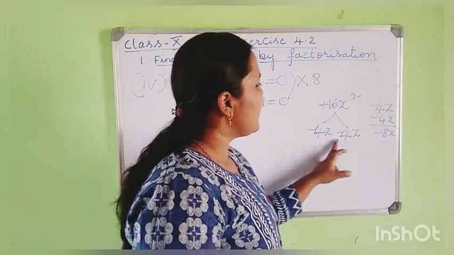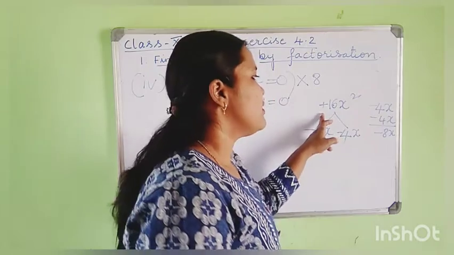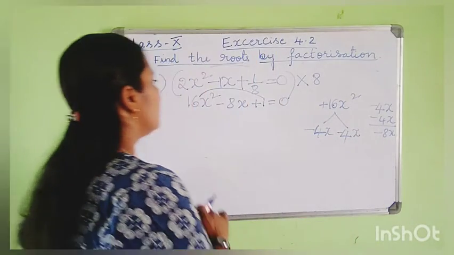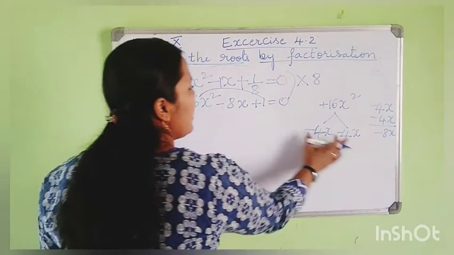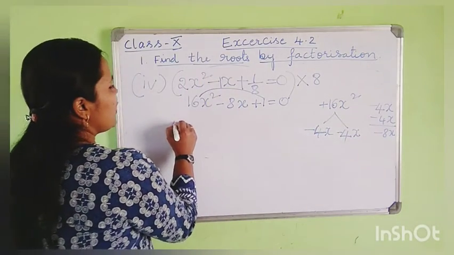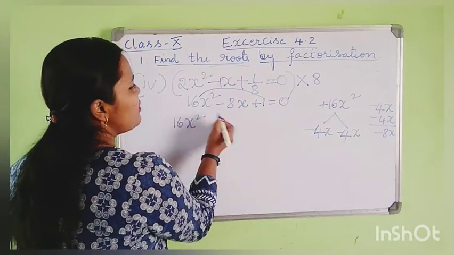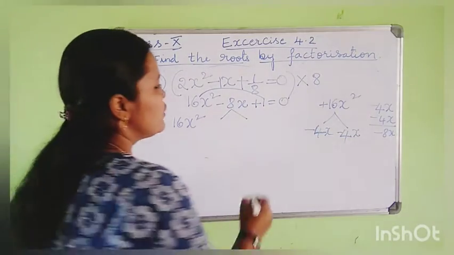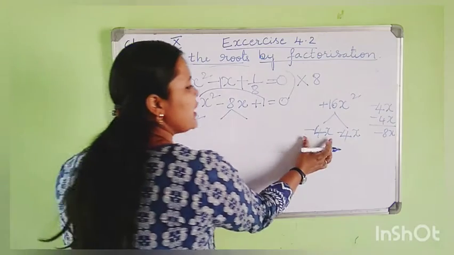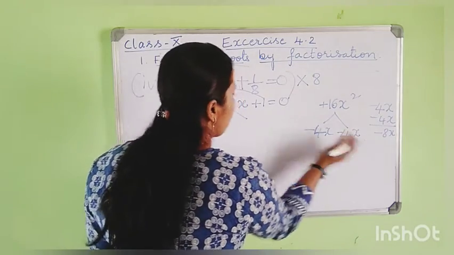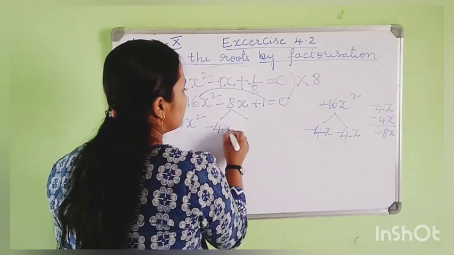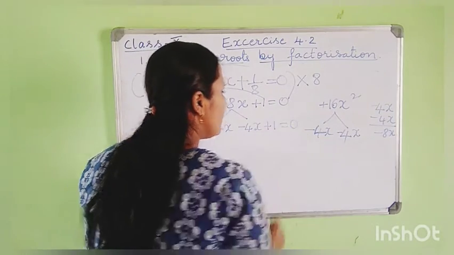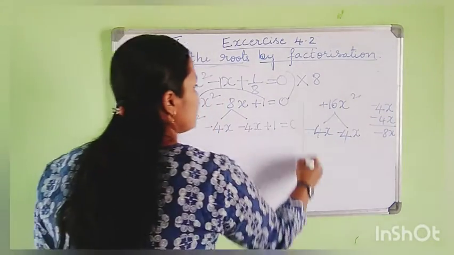The rule is different. When we multiply like signs you will get plus. When we add like signs you should add and replace. So therefore split the middle term according to our factors. You can take the 16x square as it is. Only you should split the middle term. So that is minus 8x can be written as minus 4x and minus 4x, right? So plus 1 replace as it is.